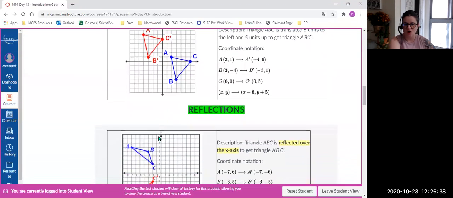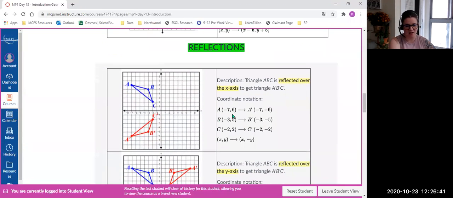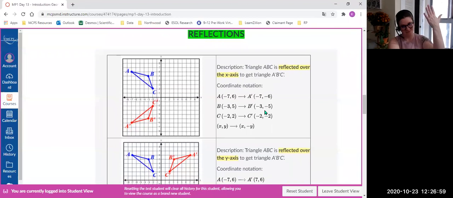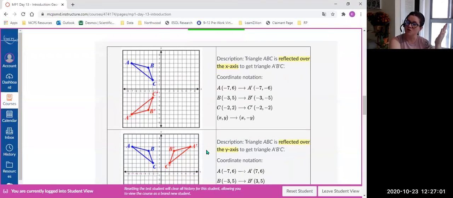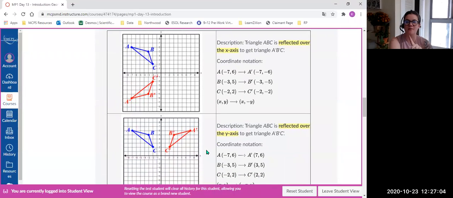On those reflections, it is telling us how to do it, right? If we're reflecting over the x-axis, that means our y values are changing. So we would keep our x value the same. -7 stays -7, but this +6 will flip to -6. Conversely, if it flips over the y-axis, then that means your x values will change. -7 will become +7 while the 6's stay the same.